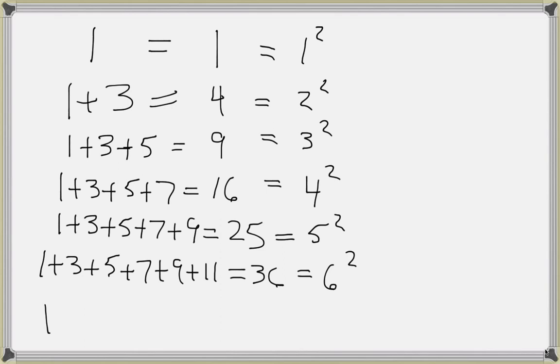So 1 plus 3 plus 5 dot dot dot plus the nth odd integer, remember we said is 2n minus 1. So if you add the first n odd natural numbers, you get n squared. And we're going to prove this theorem using induction.